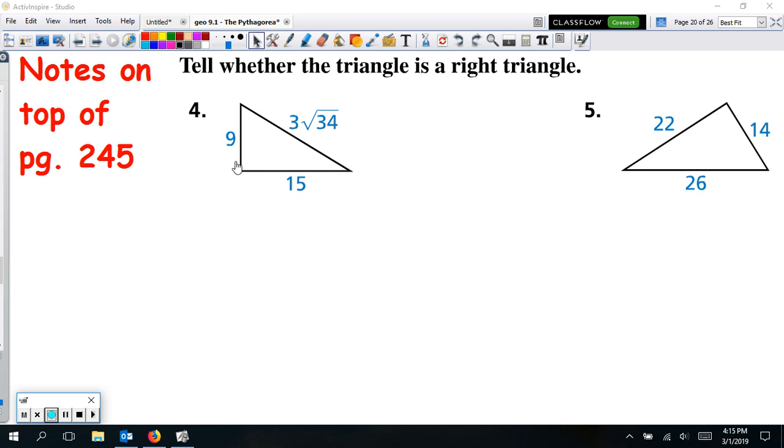Copy the triangle down. 9, 15 here. These would be like the legs. Your hypotenuse would be 3 square root of 34. So what we're going to do on this one now is just put it into the Pythagorean theorem.